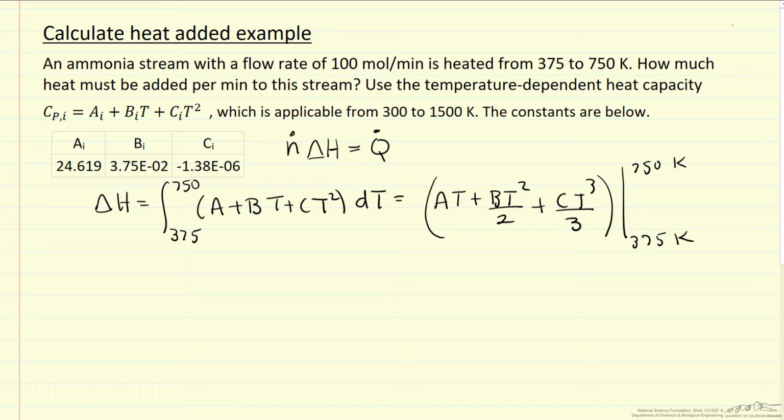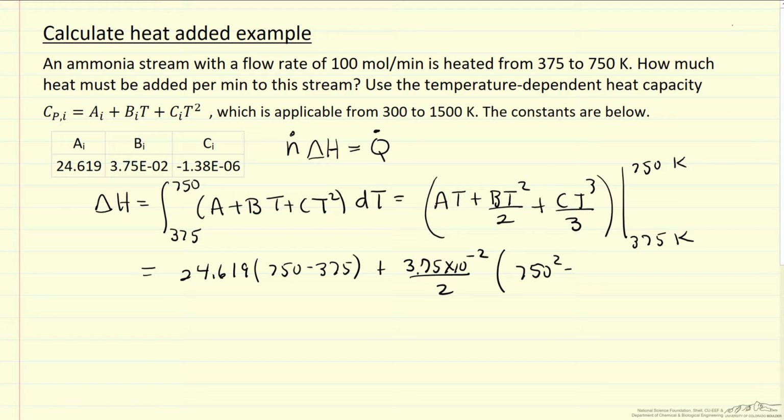And so we can substitute in the numbers. For A, 24.619, and then we have 750 minus 375. For B, 3.75 times 10 to the minus 2 over 2, and then we have 750 squared minus 375 squared. The last term is minus 1.38 times 10 to the minus 6 over 3, and 750 cubed minus 375 cubed.